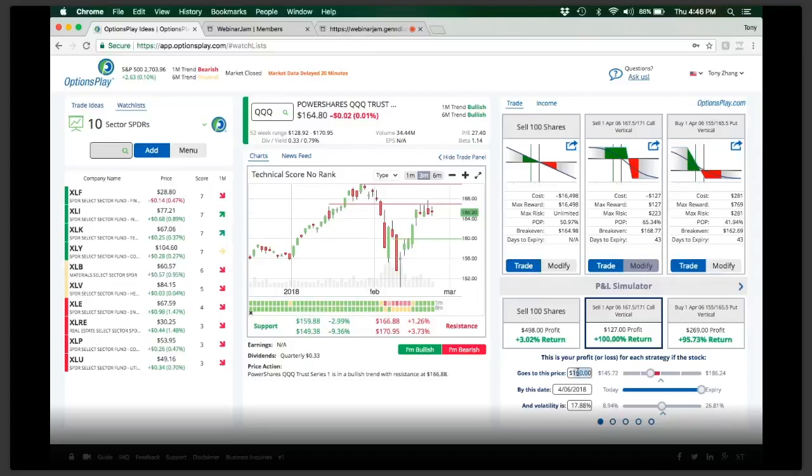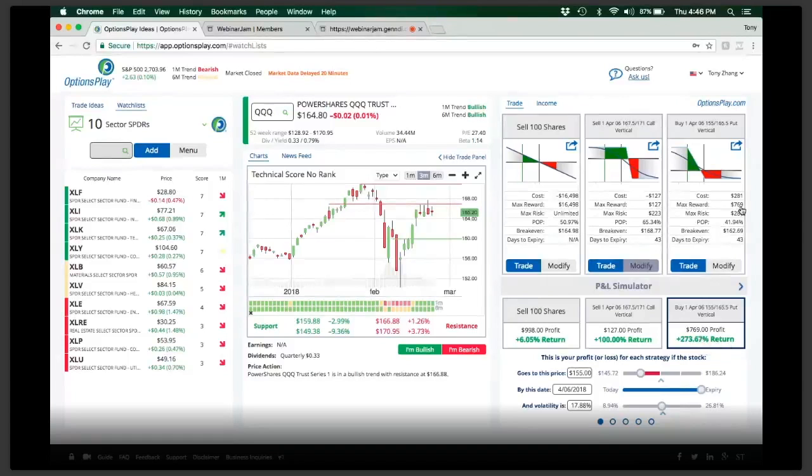So if, let's say I think the stock's going to go to 155, here I'm still only making $127 no matter how far down the stock goes. I'm limited to that $127 when I'm trading this credit spread. But when I trade this debit spread, I make $769. This is where I realize the full potential of my debit spread.